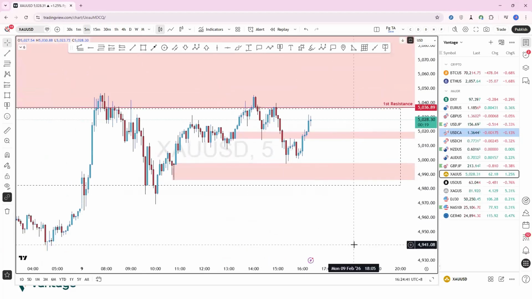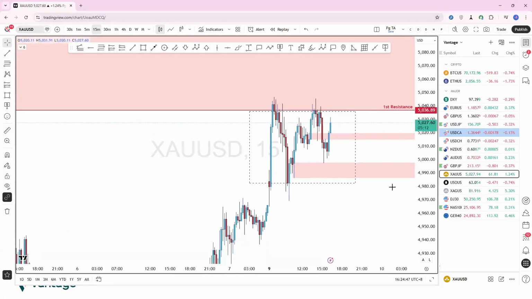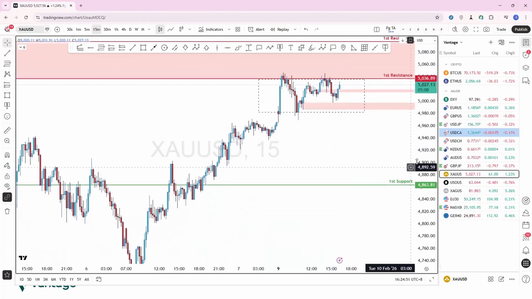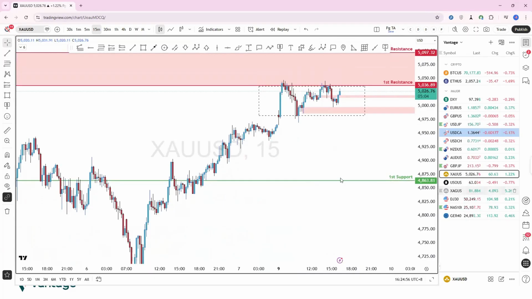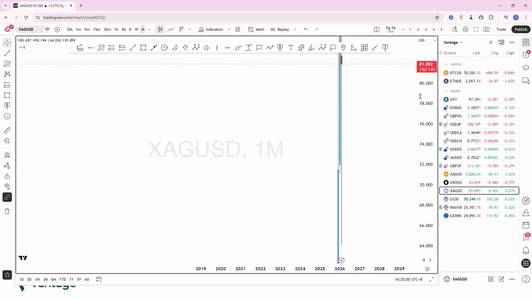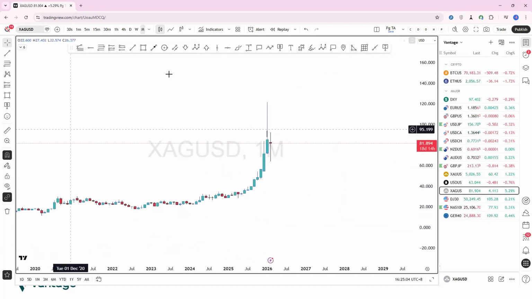Okay, guys, you can request if you have any instrument, please let me know. Then we look at silver. Anybody trade silver?